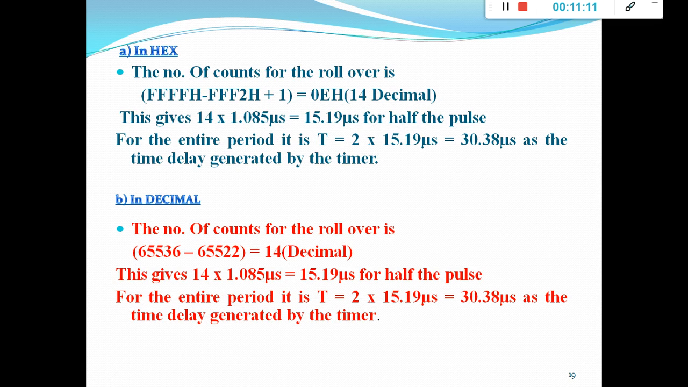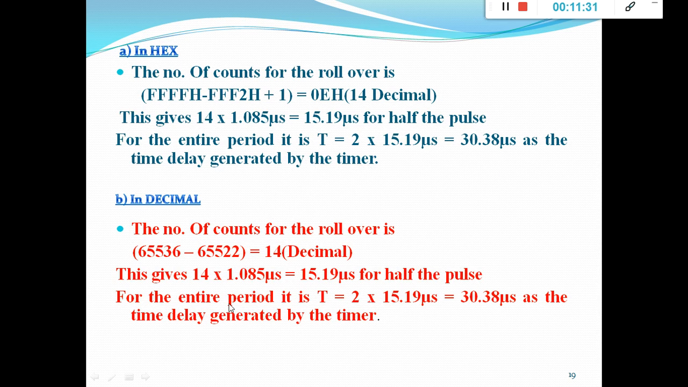When you execute the same program in Keil, you can see the time delay, meaning the entire period, you are going to get 30.38 microsecond for this initial count FFF2. If you put another initial count here, the time period will be different. So this is the time delay generated by the timer.